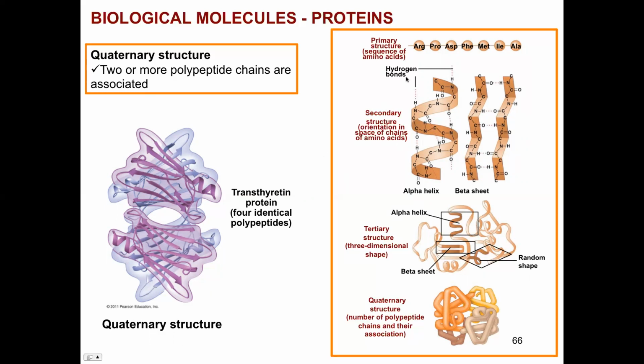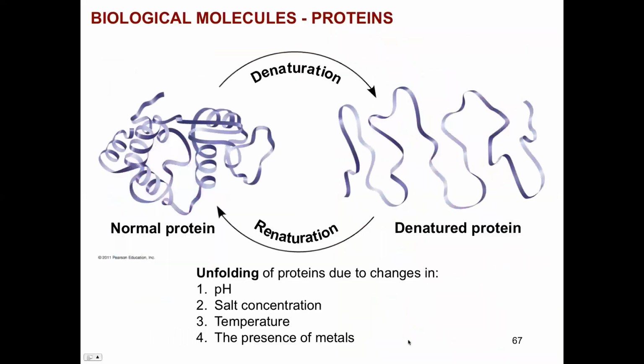Polypeptides. So again, primary structure is the sequence of the amino acids. Secondary structure is local folding, alpha helices and beta sheets. Tertiary structure is the overall folding, okay, the 3-dimensional shape. And quaternary is when we bring them together.